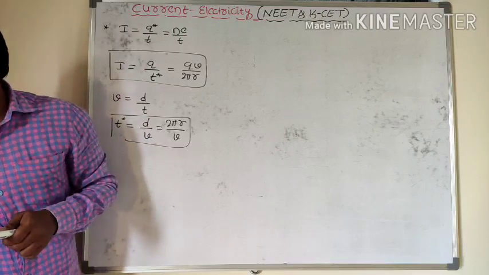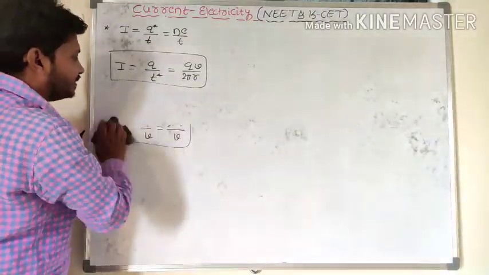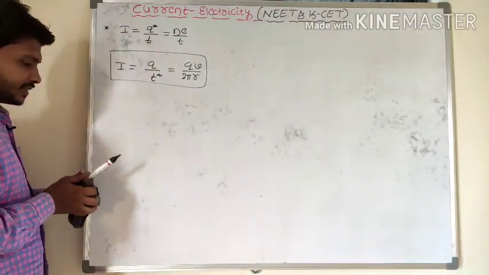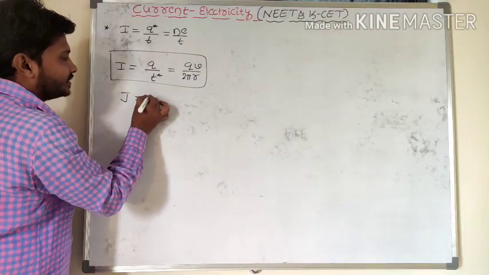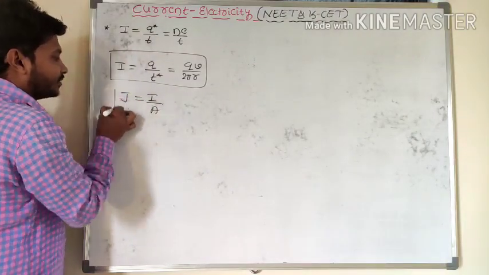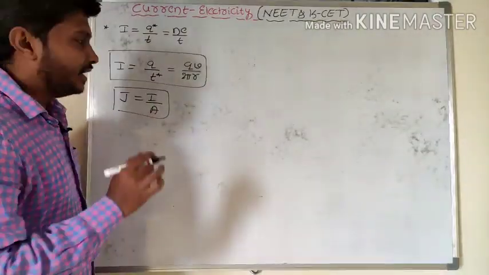In case of current, first I will consider the concept of current density. Current is a scalar quantity whereas current density is a vector physical quantity. Current density is nothing but the ratio of current per unit area. I will name it as current density here.